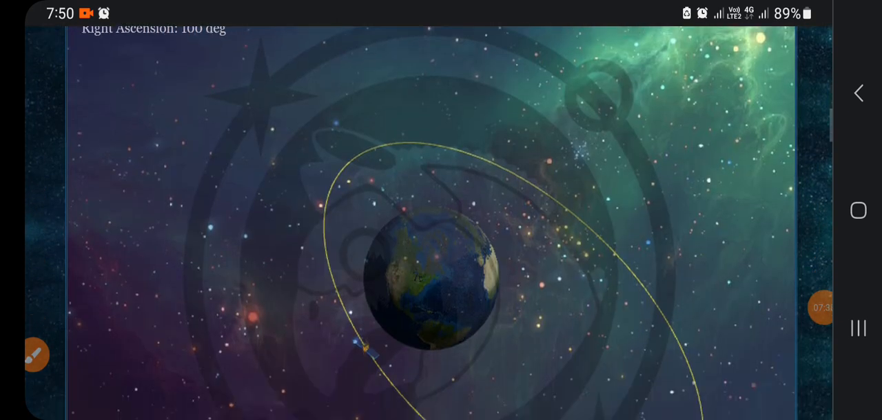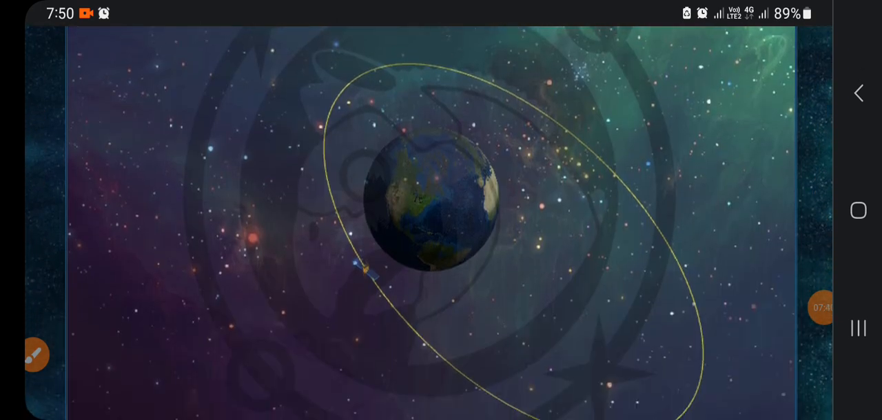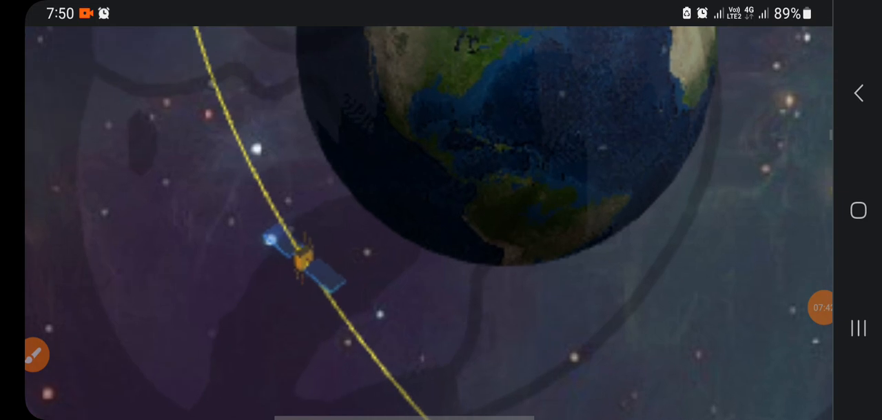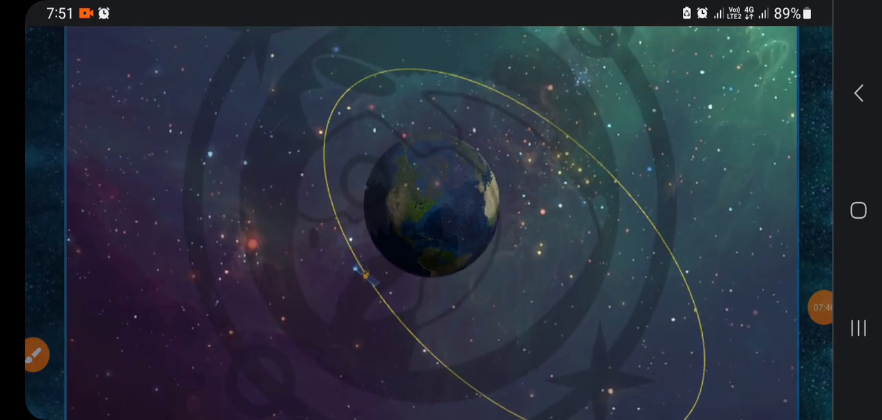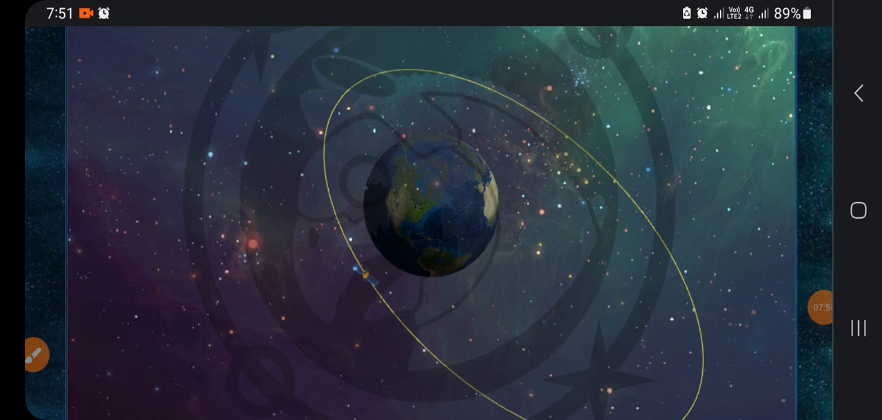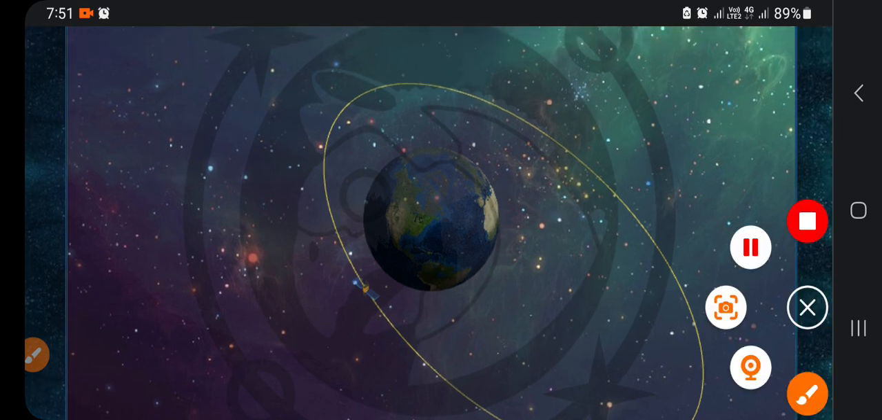It shows this, and under that, the satellite is revolving in that position. You can easily observe where the satellite is positioned, and how and where the path is identified, and so on. Thank you.